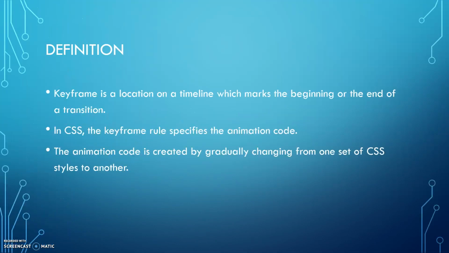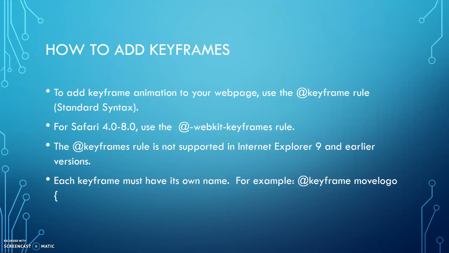A keyframe is a location on a timeline which marks the beginning or the end of a transition. In CSS, the keyframe rule specifies the animation code. The animation code is created by gradually changing from one set of CSS styles to another. To add keyframe animation to your web page, use the @keyframes rule.